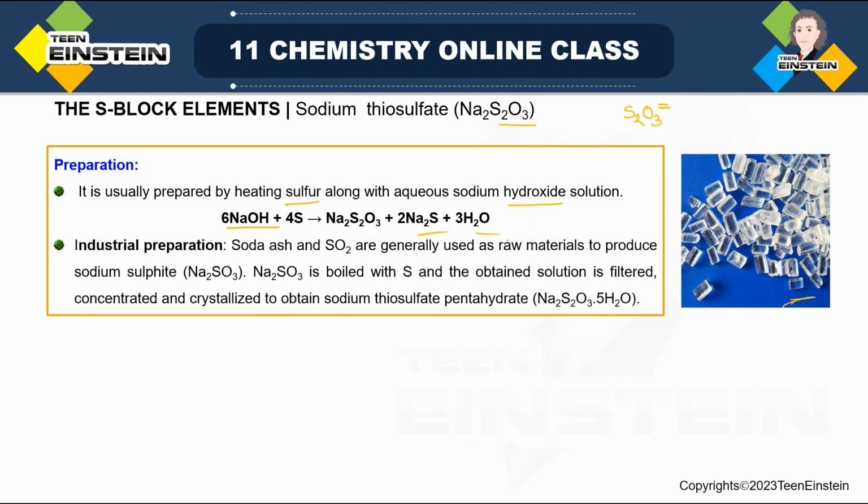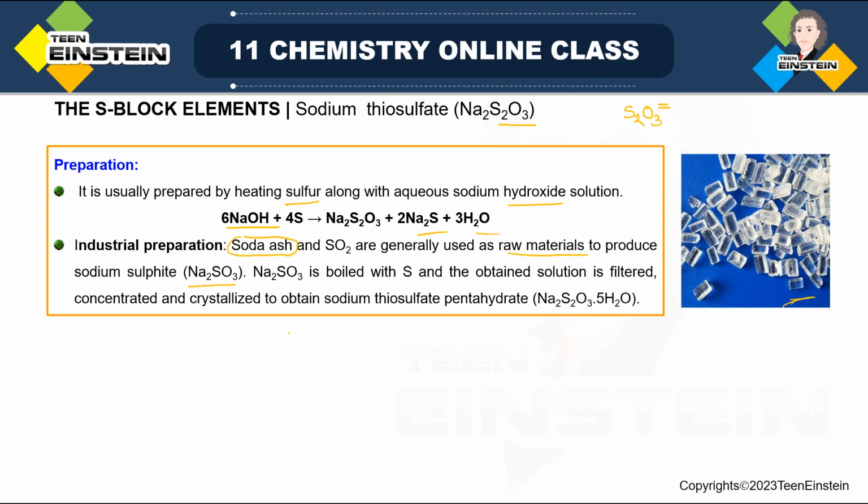Now, if you want to make it on a large scale, then we have to consider industrial preparation. For industrial preparation, we are using soda ash. So, what is soda ash? When there are no water molecules associated with Na2CO3, that is the anhydrous form, then we call it soda ash. So soda ash and sulfur dioxide are generally used as raw materials, but it is not direct to Na2S2O3. It is not one step. The previous method that you are seeing is direct, just one step. But in industrial preparation, there are some steps.